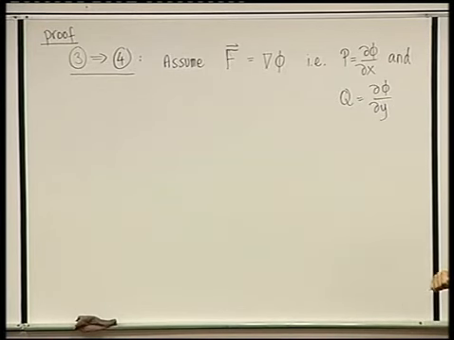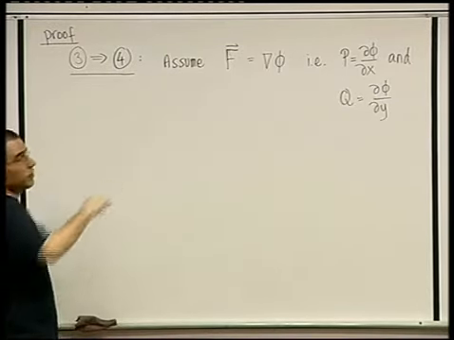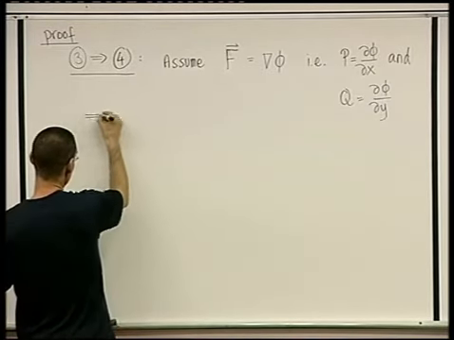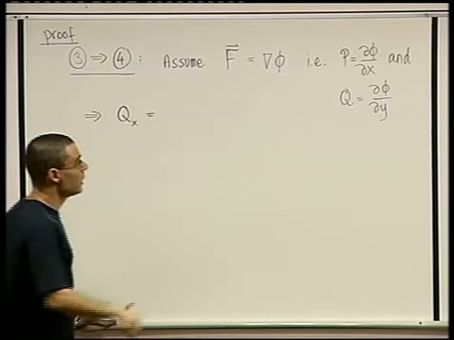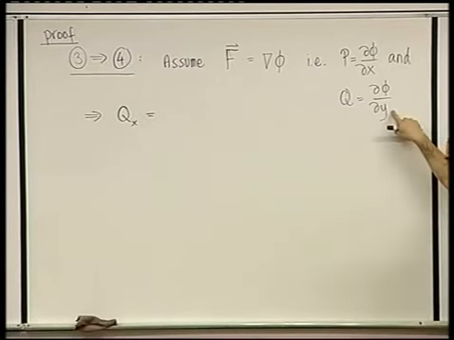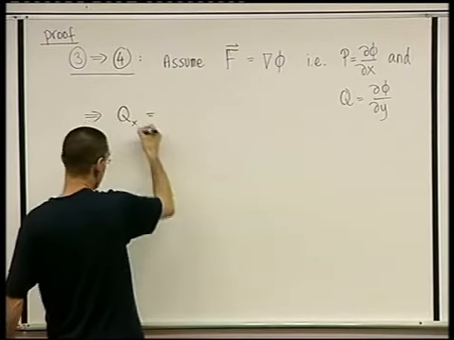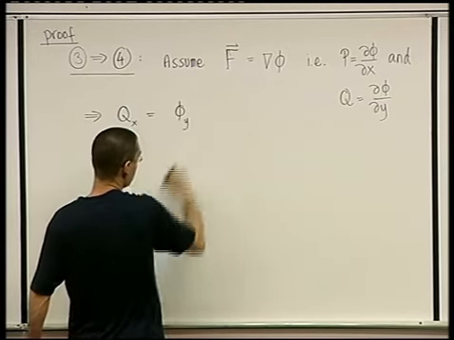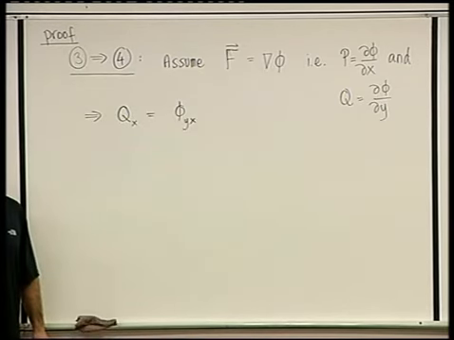That's our starting point. What do we want to prove? We want to prove that the derivative of q with respect to x equals the derivative of p with respect to y. Well, what's the derivative of q with respect to x? Q is this thing. The derivative of d phi to dy with respect to x is, let's use this notation, the derivative of phi y with respect to x is phi y x. Do you agree?